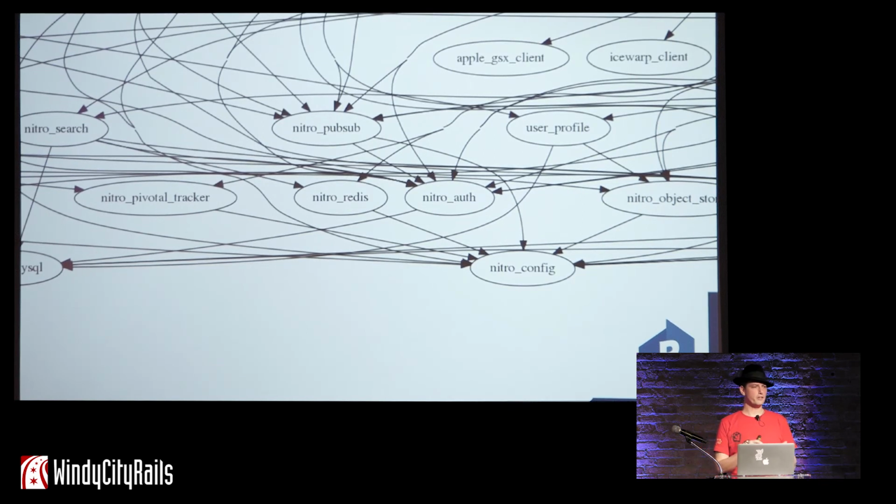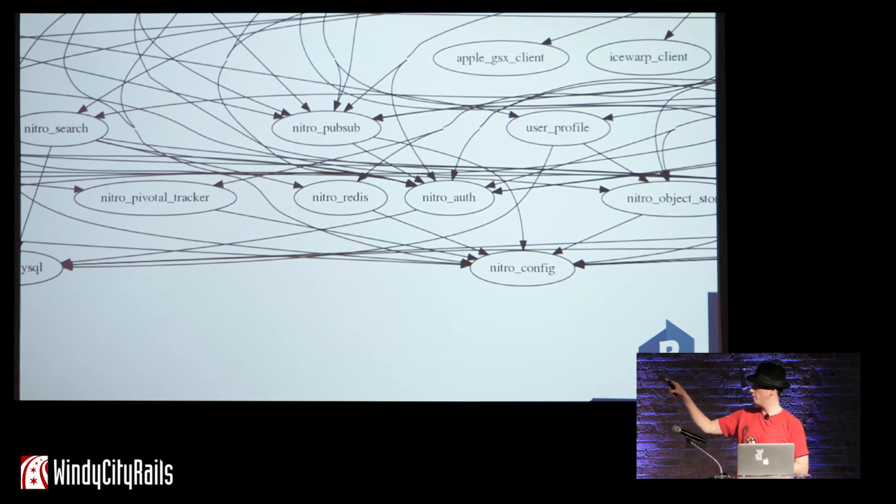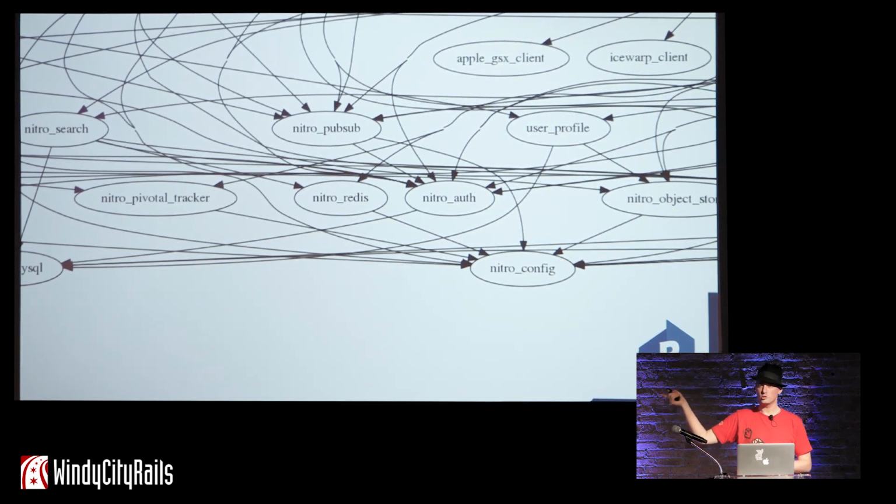If we scroll a little bit to the left here, you'll see a few things. I talked earlier about the Green Sky and Wells Fargo pieces that we have extracted. There are other things that we have extracted to private components that aren't in their own repo. They're literally just a gem in a subdirectory. The ones I'll point out here are Apple GSX client, IceWarp client, and Nitro Pivotal Tracker. So the GSX client is, I actually don't know exactly what that is. I think it has to do with provisioning.